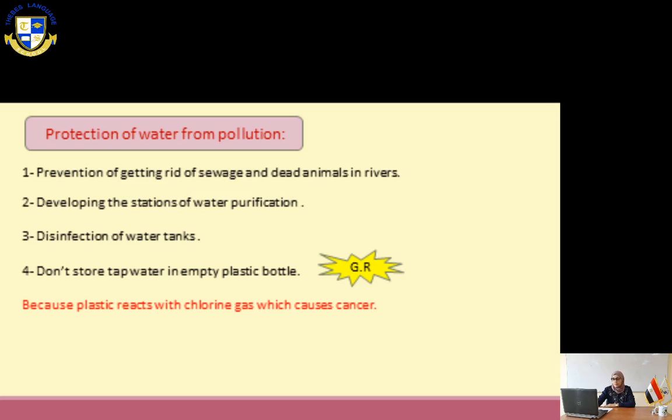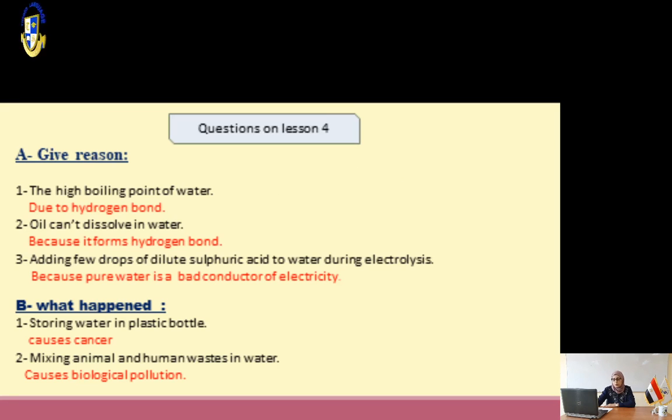Slide number 10. Questions on lesson 4. Give reason. The high boiling point of water is due to the hydrogen bond. Oil cannot dissolve in water because it can't make hydrogen bonds. 3. Adding a few drops of sulfuric acid to the water because pure water is a bad conductor of electricity. What happens if we store water in a plastic bottle? It will cause cancer. 2. Mixing animal and human wastes in water will cause biological pollution.